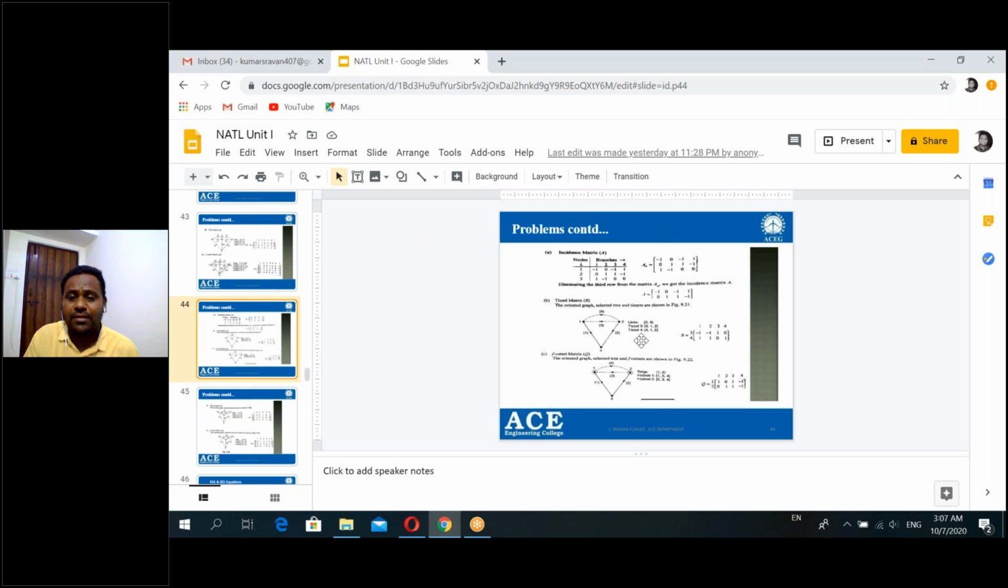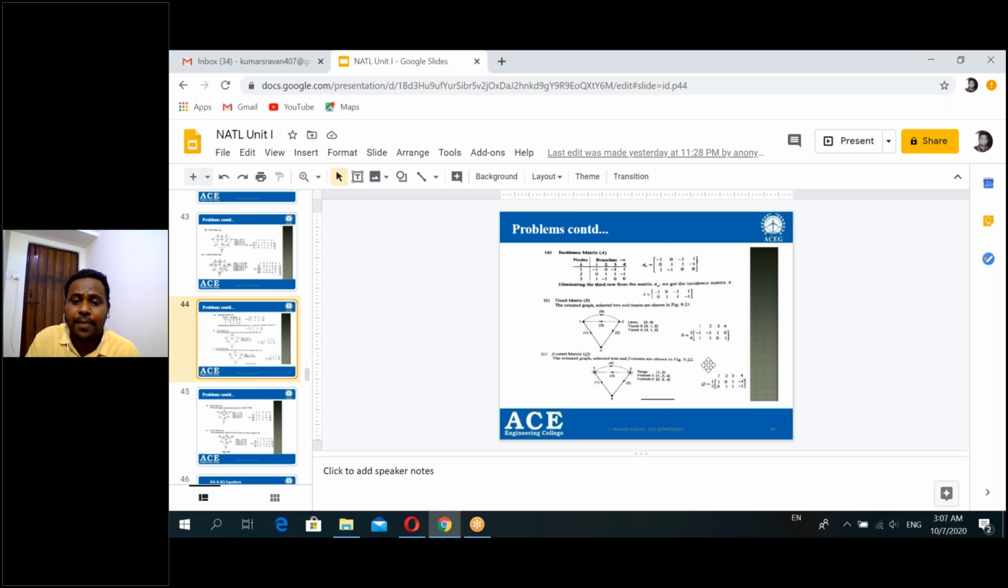In tie set 3, the direction is anti-clockwise. So 3 is by default positive. 1 and 2 are in the clockwise direction. The branches present in the loop are 1 and 2. Those directions are opposite to the link direction, that is the branch 3 direction. That's why minus 1, minus 1.